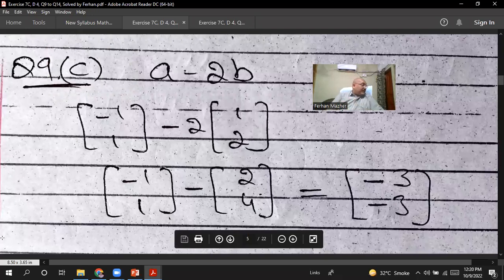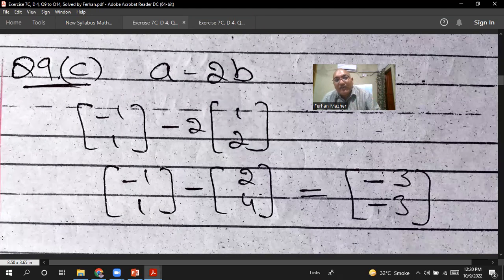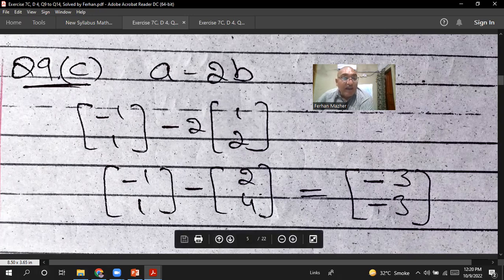A minus 2b, there are two methods. In one method, you take the column vectors of a and b, and you do this process. So I will show you how this is done. Minus 1, 1, minus 2 times 1, 2. And so it will be minus 1, and we will not take the negative inside.